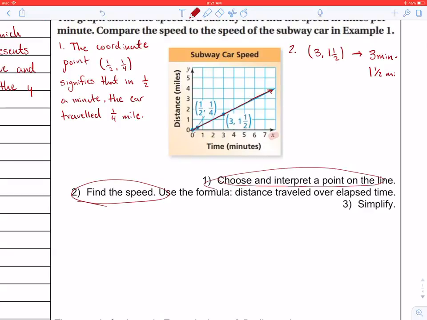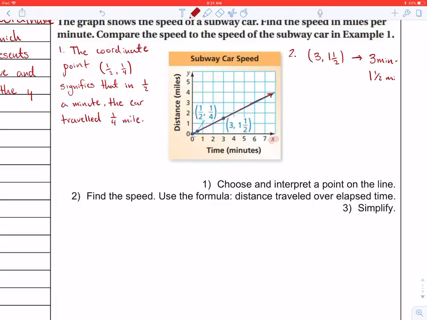So we already chose and interpreted the point on the line. We said that (1/2, 1/4) means that in half a minute, it has traveled a quarter mile. And then the second point, in 3 minutes, it's traveled 1.5 miles. Now we need to find the speed. And so it gives us the formula, distance traveled over elapsed time. So we can put distance over time, and that is going to be equal to our speed.